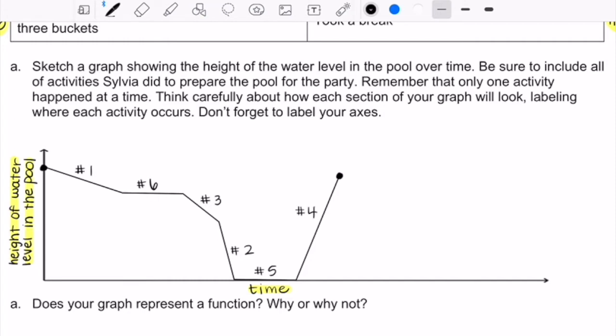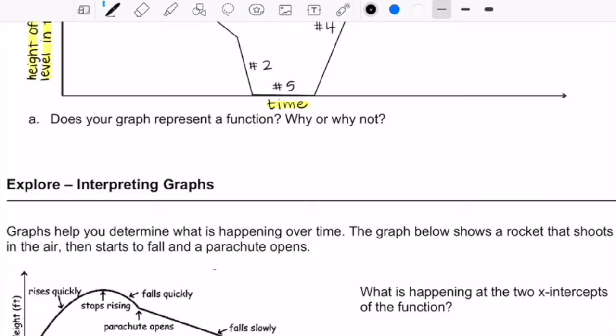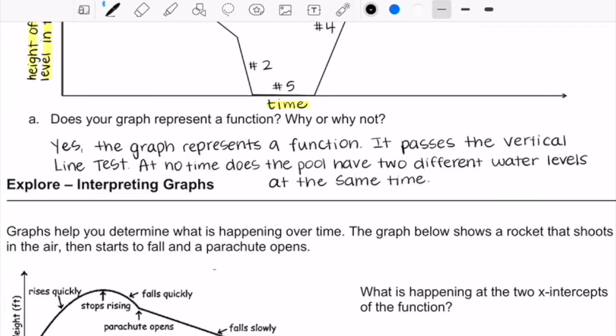And so by adding the numbers onto the line segments of the graph, it helps you correlate them to the descriptions up above. The final question here asks if our graph represents a function, why or why not? The answer to that is yes, the graph does represent a function, and then there are different reasons how you can explain why. You could say that the graph passes the vertical line test. You could also describe that at no one point in time does the pool have 2 different water levels simultaneously, and so those are all reasons that you could use to describe that.